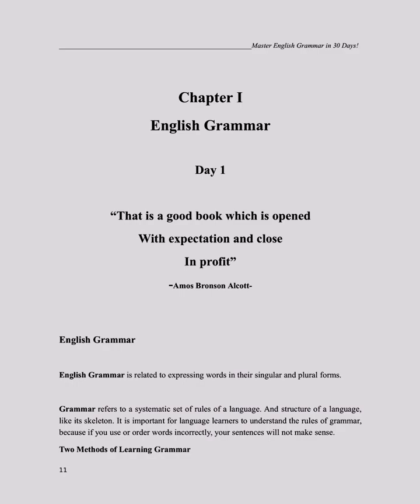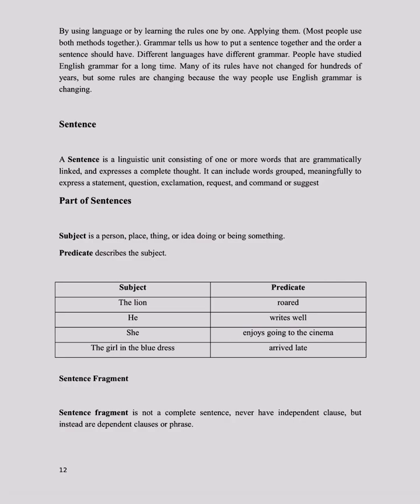There are two methods of learning grammar: by using language, or by learning the rules one by one and applying them. Most people use both methods together. Grammar tells us how to put a sentence together and the order a sentence should have. Different languages have different grammar. People have studied English grammar for a long time. Many of its rules have not changed for hundreds of years, but some rules are changing because the way people use English grammar is changing.